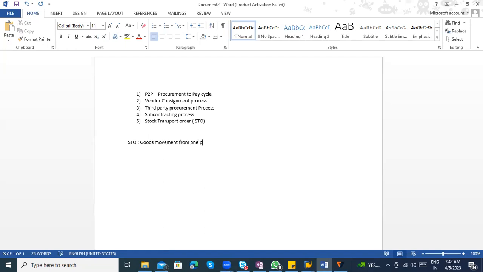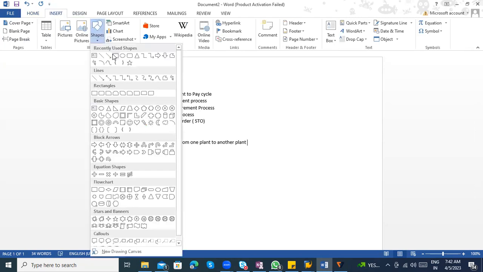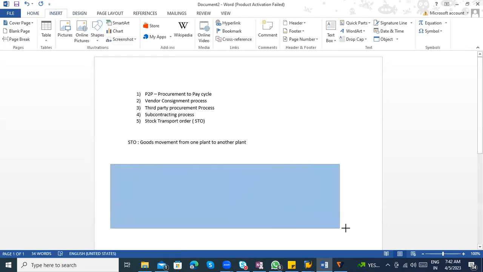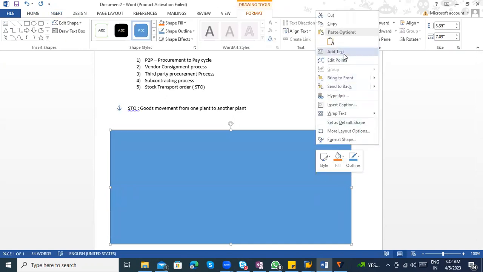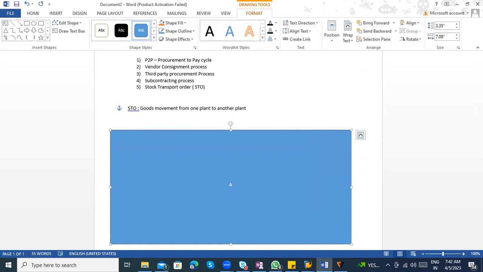When we're talking about the stock transport order, it is generally the goods movement from one plant to another plant. So in my company, let's say I have two companies or one company, whatever it may be. If suppose I have one company, let's assume that it is Apple. So this is the Apple company.